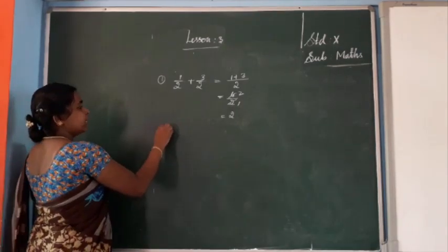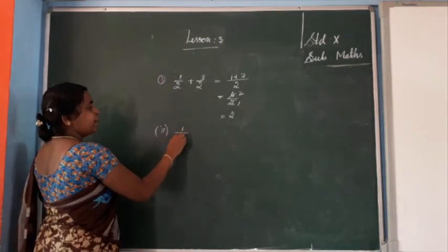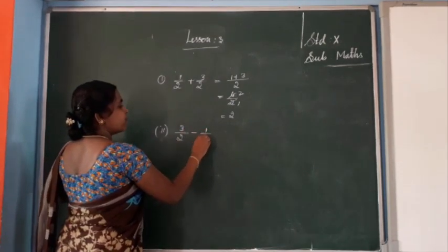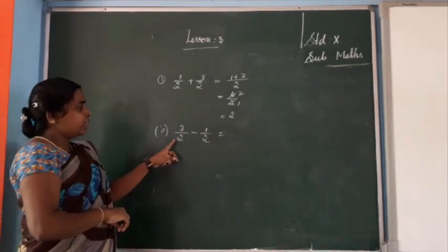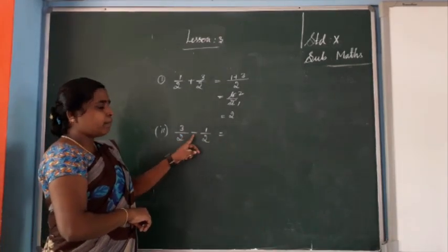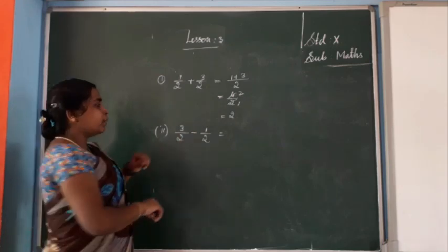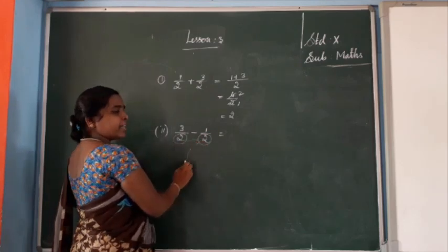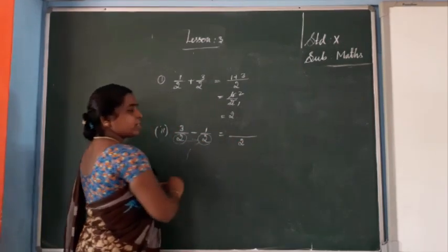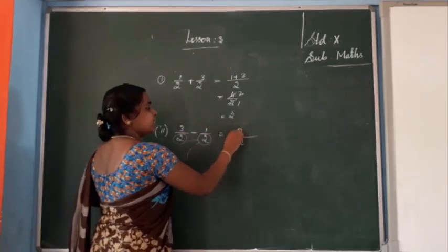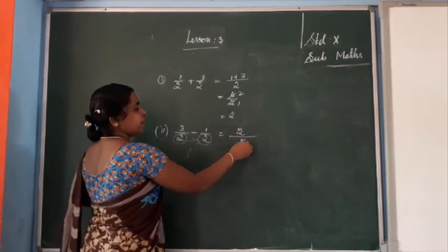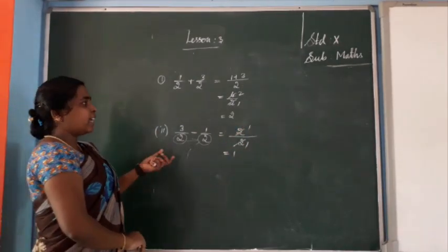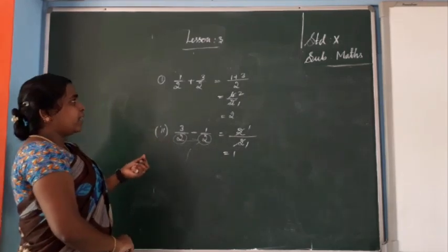Next one, in subtraction also the same method only. 3 by 2 minus 1 by 2 equal to. You see both are fractional numbers, and in between there is a minus, so you have to subtract the two numbers. Before subtracting, you see the denominator. Denominators are the same, isn't it? So one time you write it. Then you subtract the numerators. 3 minus 1 is 2. Here also you can simplify. 1 2 is 2, 1 2 is 2. So the answer is 1. Like this only you have to do. In lower classes you have learned this, but now we can recall this.